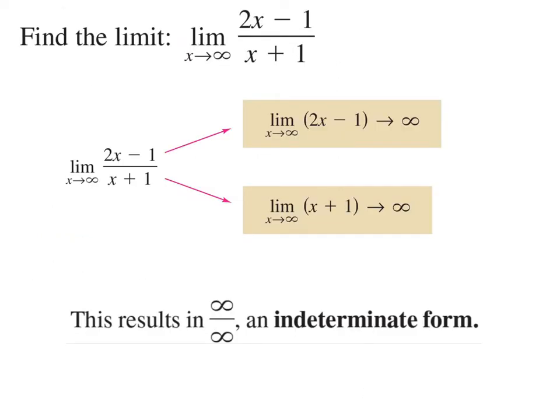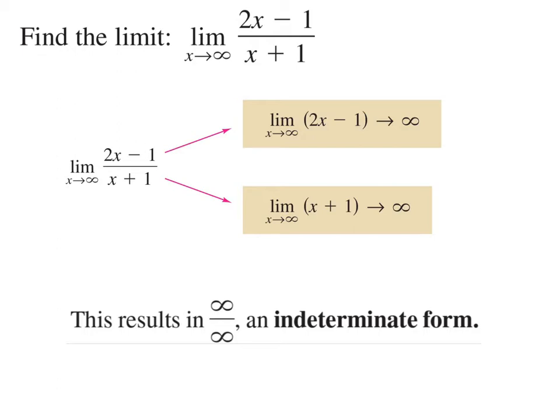Let's move on to a little bit more complex example. So I have another rational function here, (2x - 1)/(x + 1), and I want to find the limit of that function as x approaches infinity. If I just separate the numerator and the denominator and take the limit as x approaches infinity separately, they're both linear, positive linear functions, and they both approach positive infinity as x approaches infinity. But infinity over infinity is not a number, and that is what we call an indeterminate form.